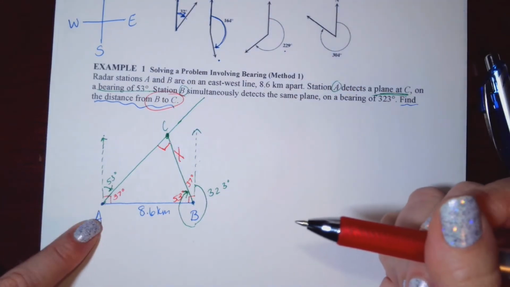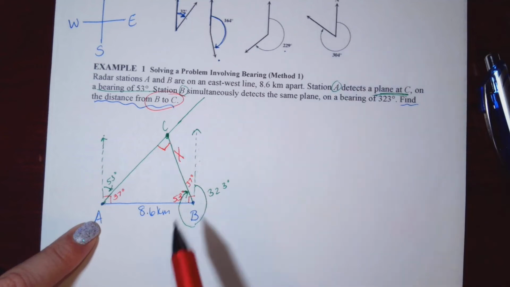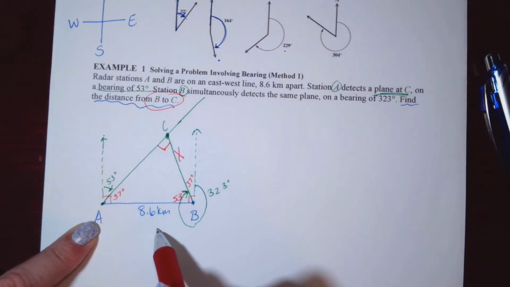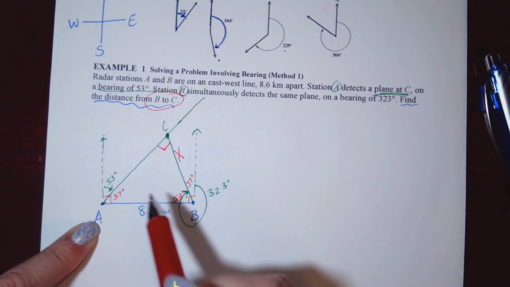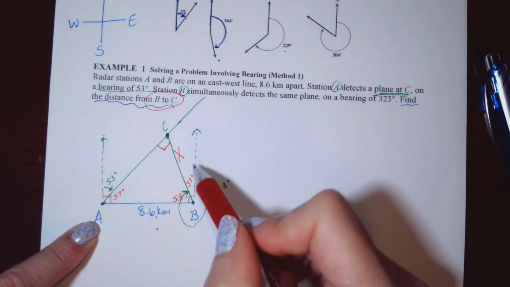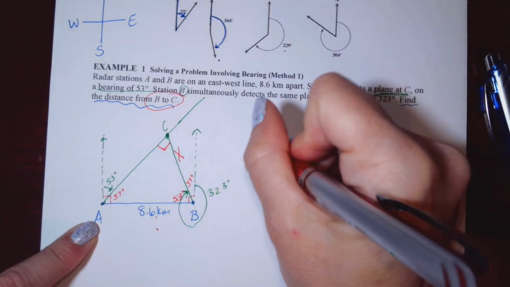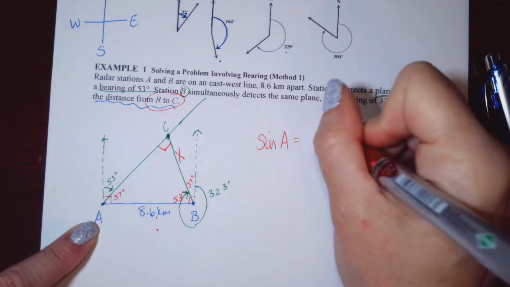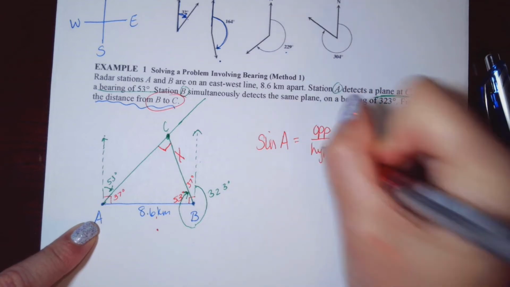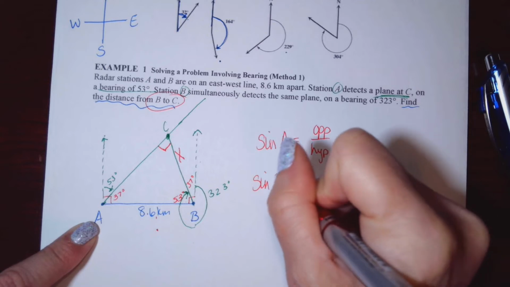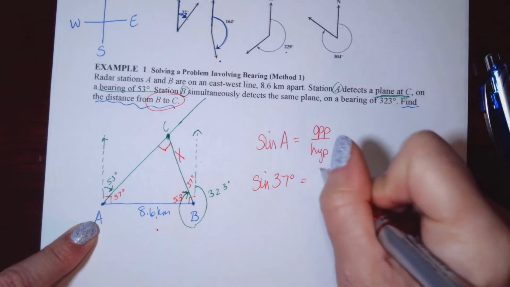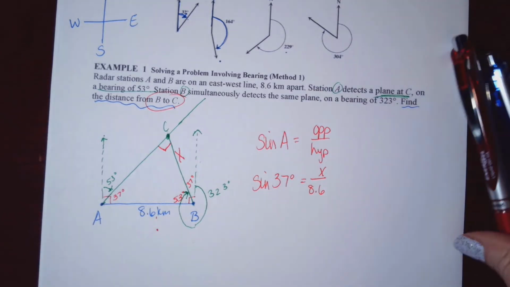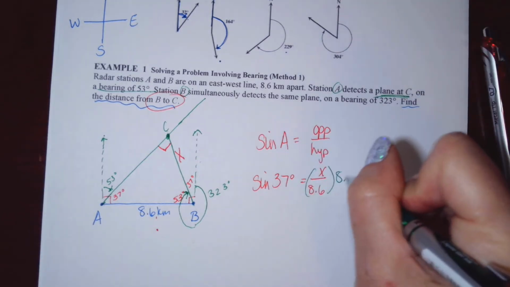So I'm interested in using information about angle A. I need to find the side opposite A. The side that I've been given is my hypotenuse because it's opposite the right angle. So opposite over hypotenuse, those are my values for sine. Sine of angle A is going to be opposite over hypotenuse. I need to fill in what I know. Well, I know that angle A is 37 degrees. The side opposite is what we're solving for, and my hypotenuse is 8.6 kilometers. Don't forget your units.